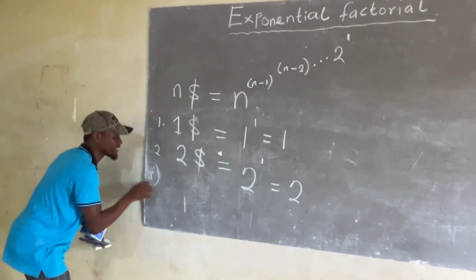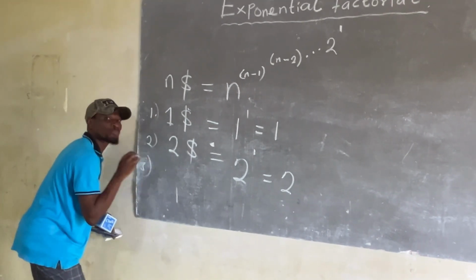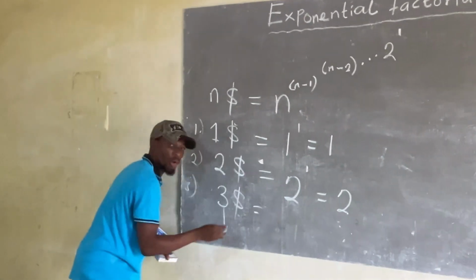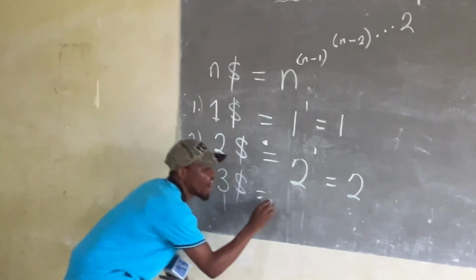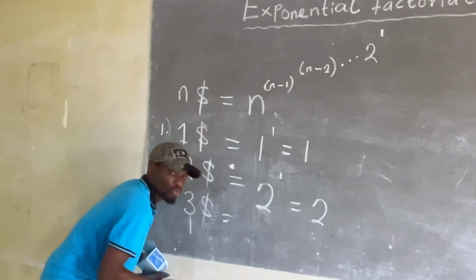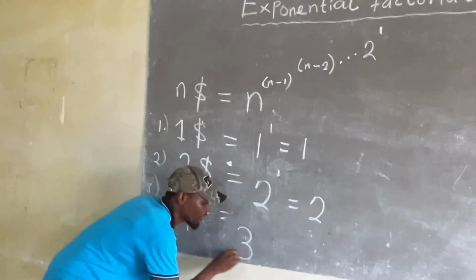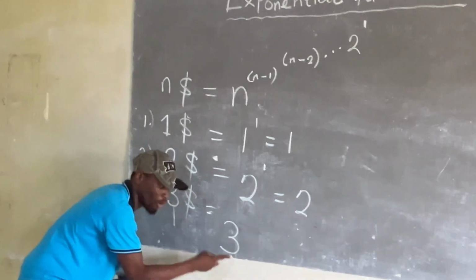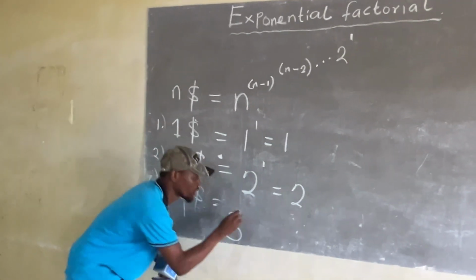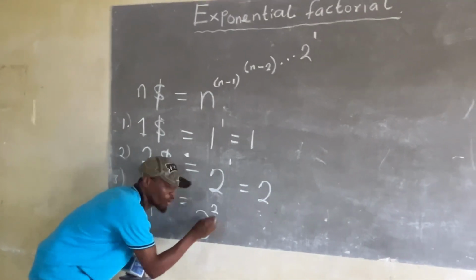Now let's consider exponential factorial of 3, this way. So what do we have here, viewers? 3, right? So I have my 3. To get the exponent, what would you have to do? You subtract 1 from the number 3. So 3 minus 1 is 2. So this is to the power of 2. Do you get it that way?